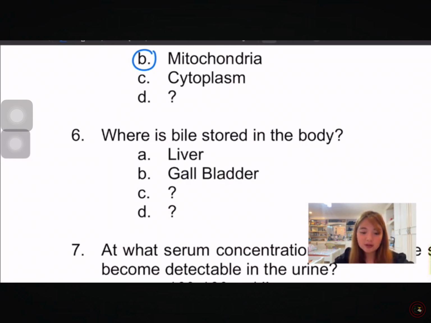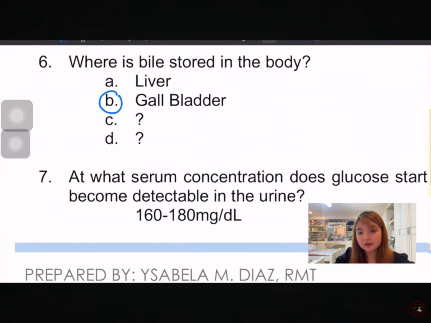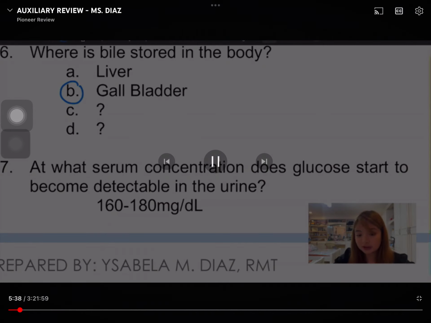So, where is bile stored in the body? So, yung bile, nagpanic ako sa tanong na to kasi in-overthink ko, pero thankfully in-answer ko yung gallbladder, which is the right answer. And next question is, at what serum concentration does glucose start to become detectable in the urine?